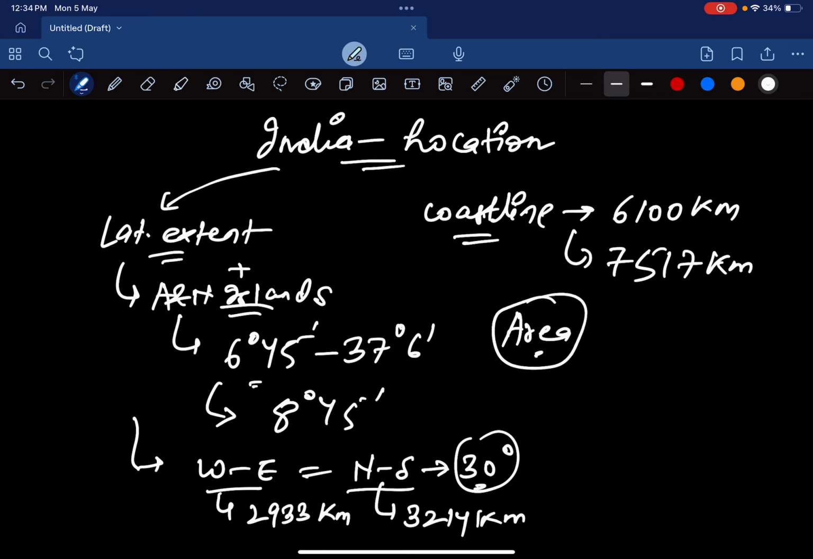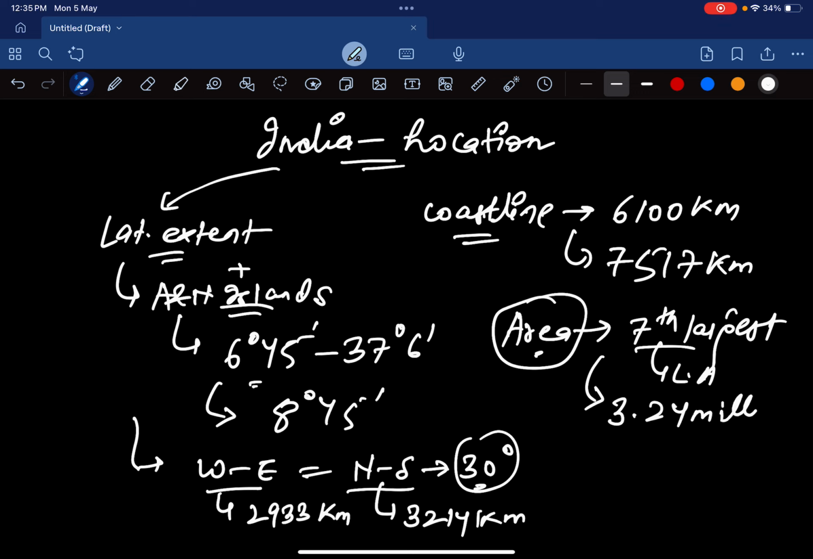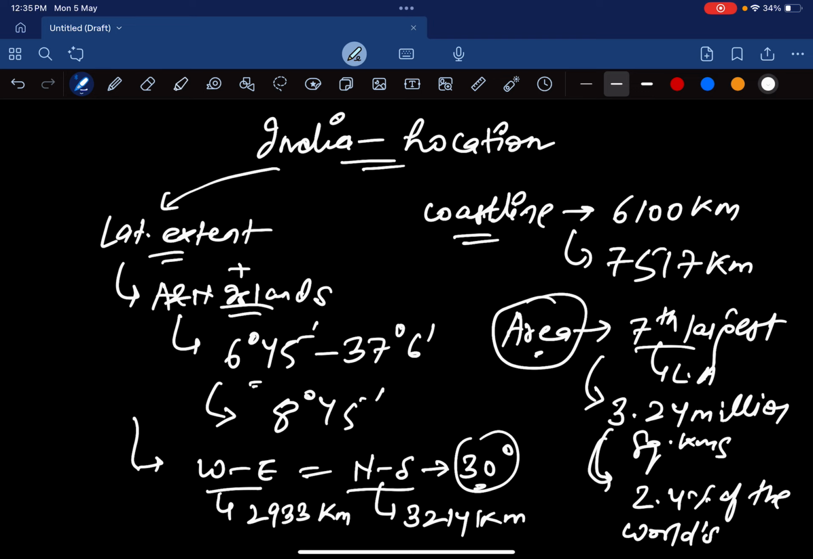ये सवाल एरिया से रिलेटेड सवाल एग्जाम में भी आया. फर्स्ट ऑफ ऑल, इंडिया इज द 7th लार्जेस्ट कंट्री इन टर्म्स ऑफ द लैंड एरिया, राइट. सेकेंड, उसका जो एरिया इट स्टैंड्स अबाउट 3.24 मिलियन स्क्वायर kilometers, right? And this 3.24 million square kilometers or the India's total land area is about 2.4% of the world's land area, right?